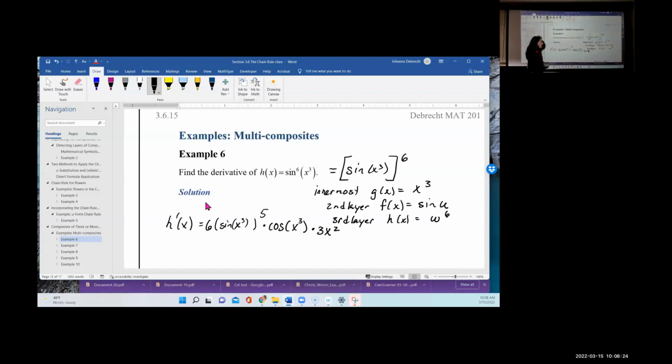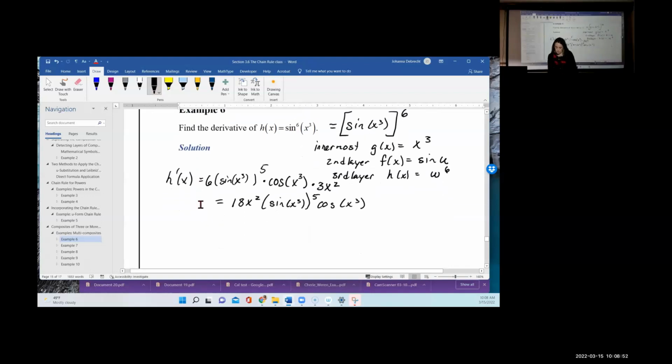Now we're going to locate our single factors. We have a 6 and a 3, which will give us an 18. We also have an x squared, so I'm going to have an 18x squared. And then we could write sine of x cubed to the 5th, cosine of x cubed. Or you can use the other notation for the 5th power, and you can write 18x squared sine to the 5th of x cubed, cosine of x cubed.